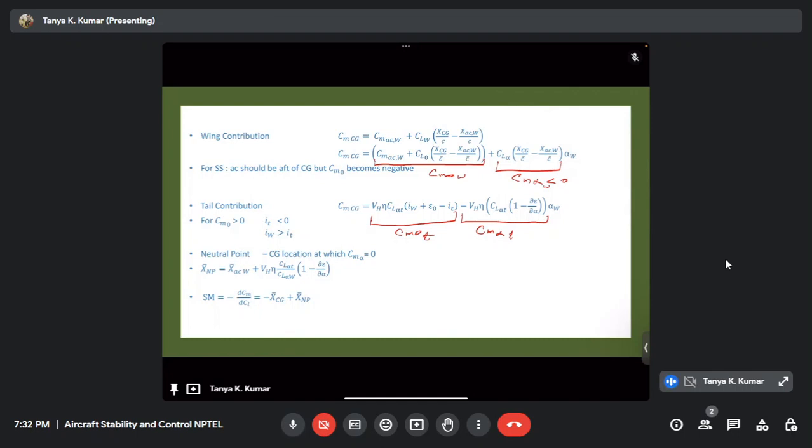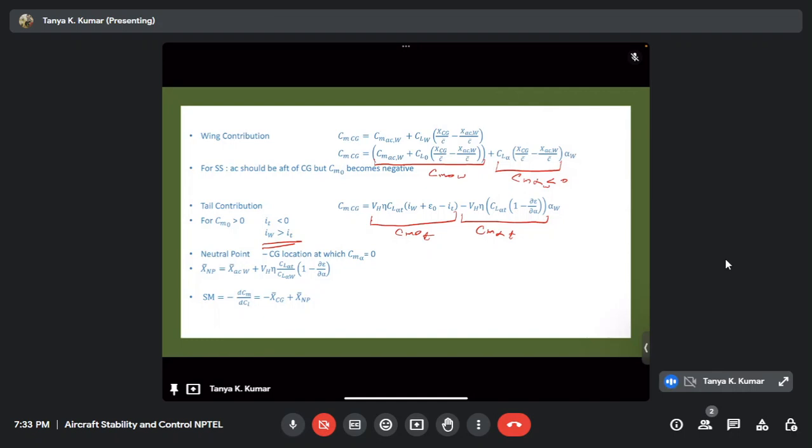Okay, so for that what do you do? You ensure I tail is less than 0, that's one way, or I wing, that's the wing setting angle, is greater than the tail setting angle. So IT is the tail setting angle, IW is the wing setting angle. Okay, so two ways to ensure positive Cm naught is to make the tail setting angle less than 0 or the wing setting angle greater than the tail setting angle.